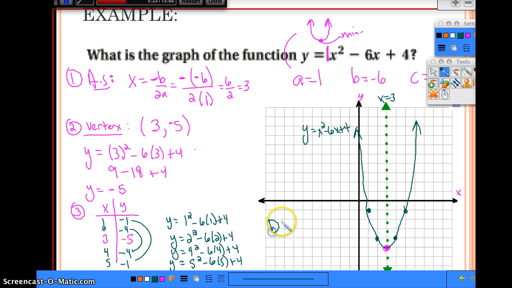The domain is equal to everything on the x-axis we'll touch, so it's all the real numbers. However, the range: the smallest point on the range, the y, which is right down here, is at -5, so the range is all the numbers that are greater than or equal to -5. So that would be the domain and the range.